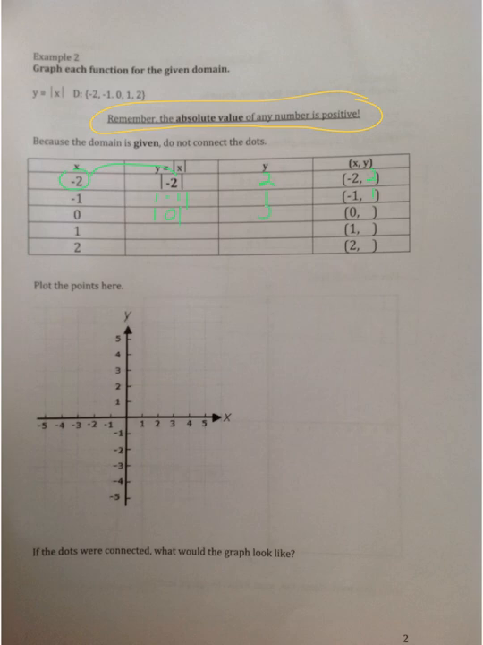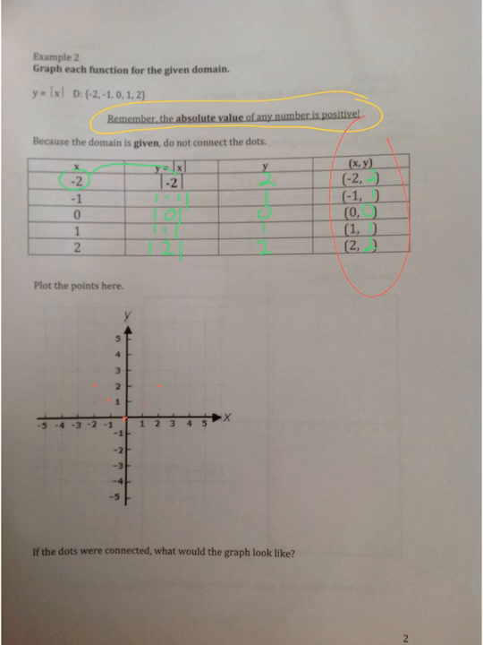Absolute value of 0 was simply 0. 0 was not positive nor negative. The absolute value of 1 is 1. And the absolute value of 2 is 2. So we're going to go ahead and graph your ordered pairs right here. So we have -2, 2, -1, 1, 0, 0, 1, 1, and 2, 2.